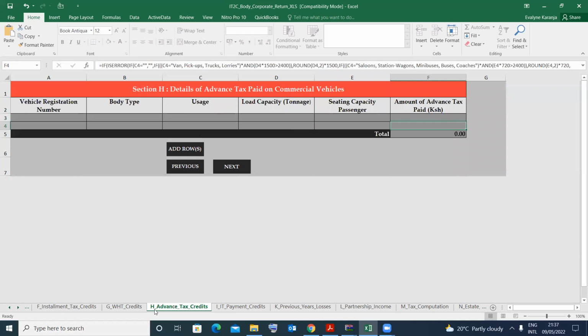So hii ni mambo ya commercial vehicles. So if that is tax advance paid on commercial vehicles. For this one, haikuwa na commercial vehicle. Tunairuka tu tuende mbele.